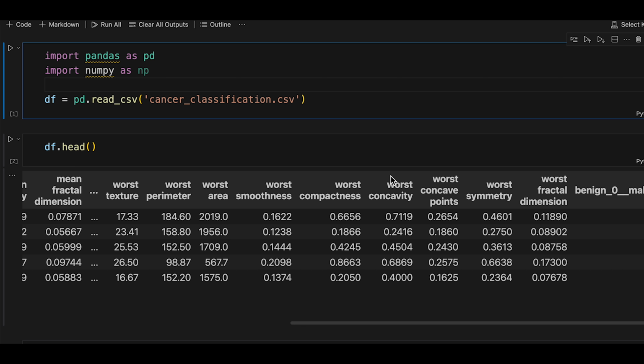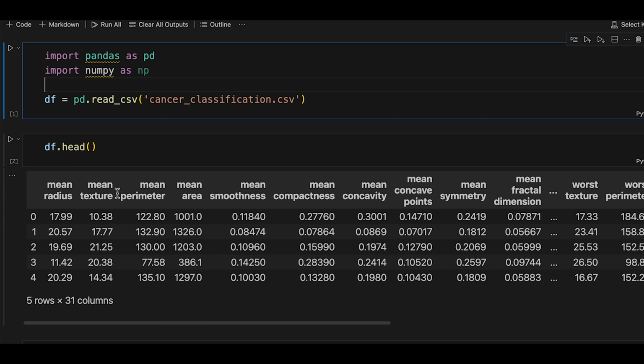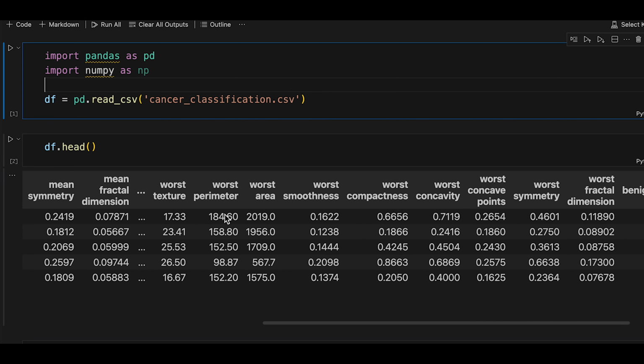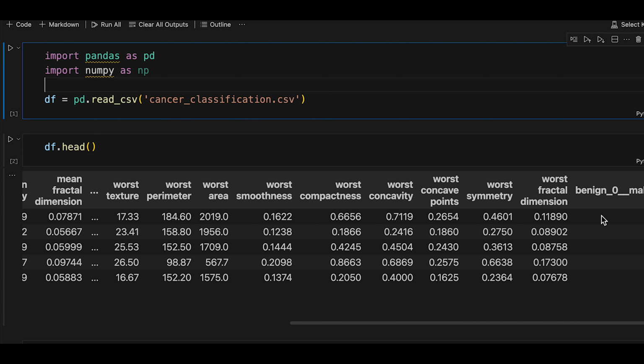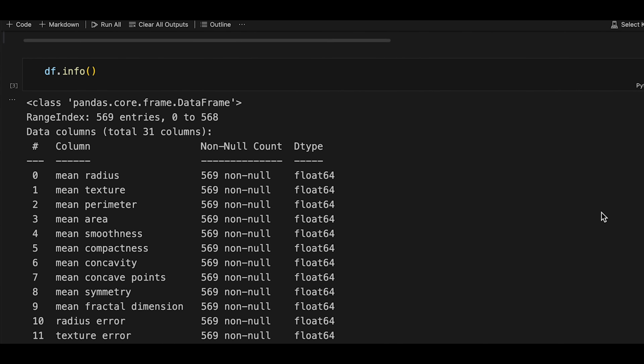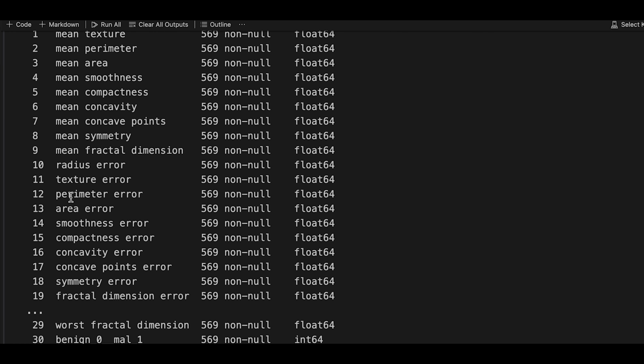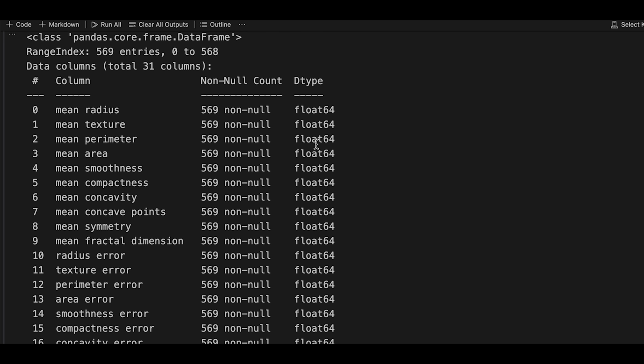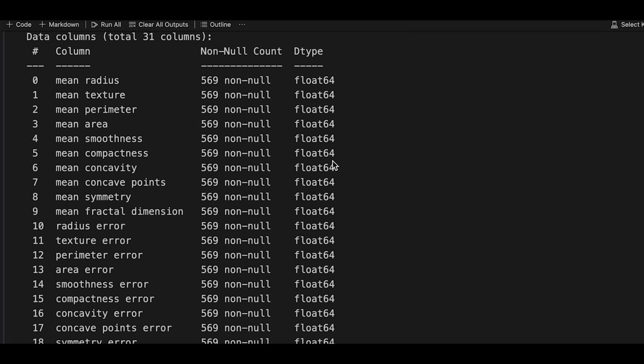Initially we are reading this cancer classification.csv, and after that we are checking how the data is looking using df.head, and these are all the columns that are available with us. Finally, this is our output column, and we can see how our data looks. We can also get some information about our data using df.info. It will tell us the total number of data points that we have, all the input features that are available, and the data type of each of these input features. All these details we will know from this df.info.